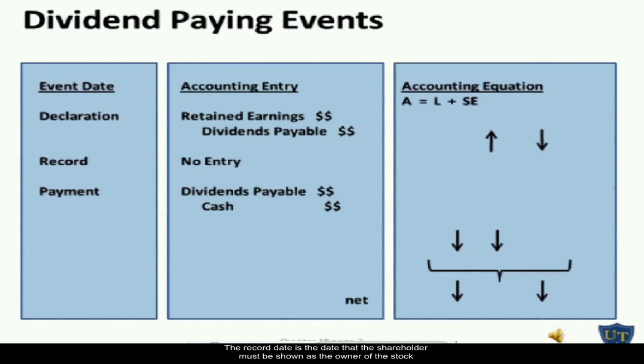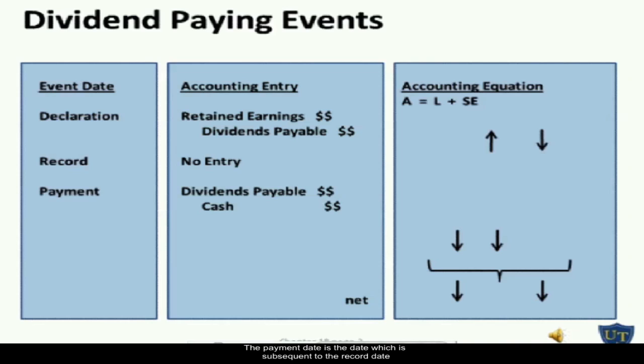The record date is the date that the shareholder must be shown as the owner of the stock to receive the dividend. Important if you're the shareholder. For the company, not important, and it doesn't affect the total amount of the distribution.